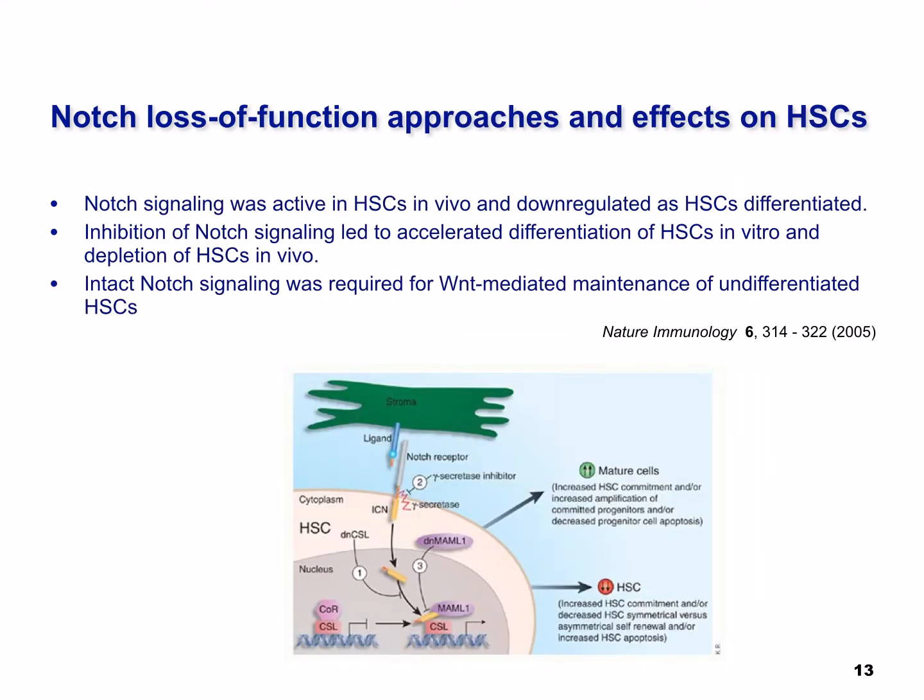Indeed, Notch signaling is a key factor in inhibiting differentiation of hematopoietic stem cells in the bone marrow niche. In studies done using genetic mouse models, it's been demonstrated that Notch signaling is active in hematopoietic stem cells in vivo and downregulated as these hematopoietic stem cells differentiate.